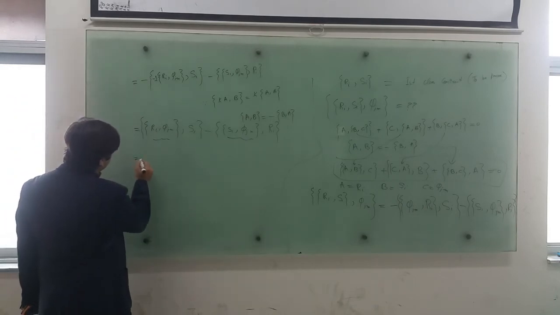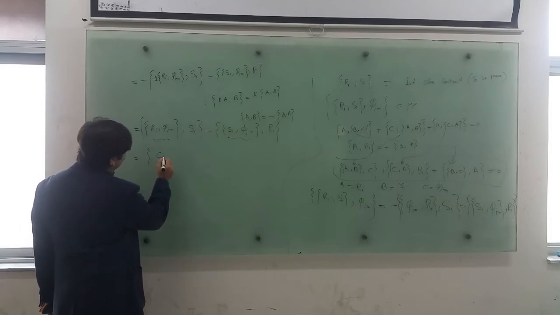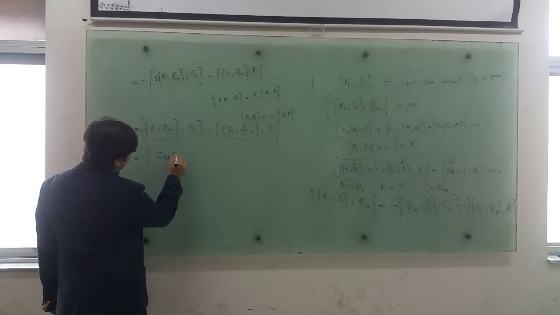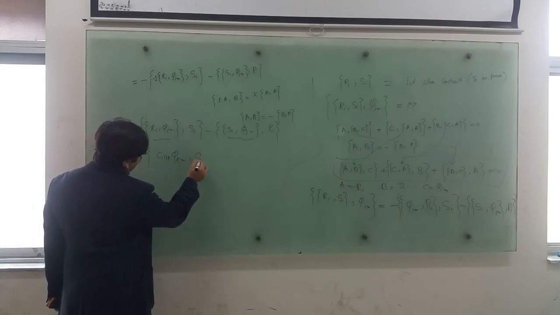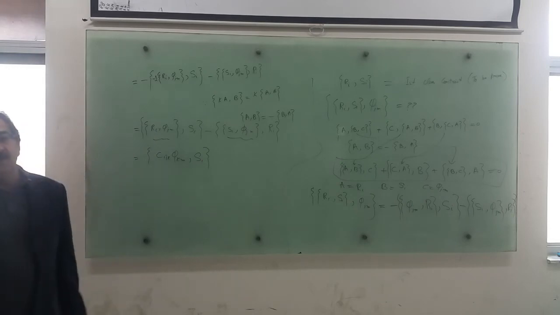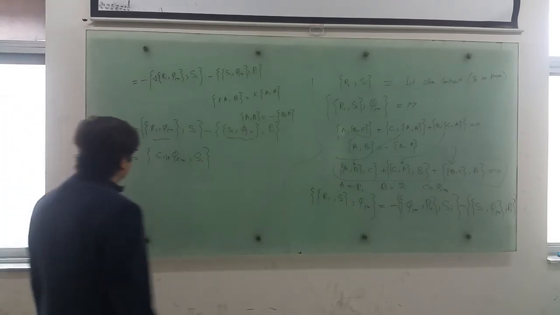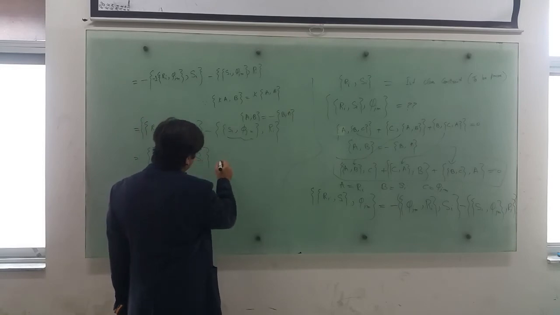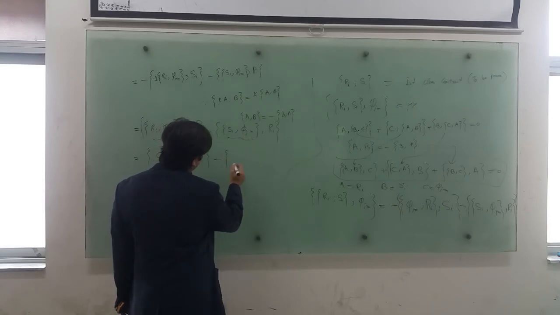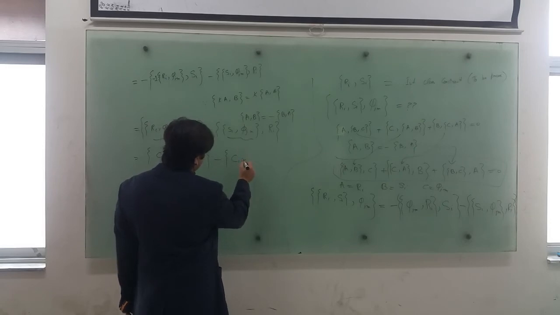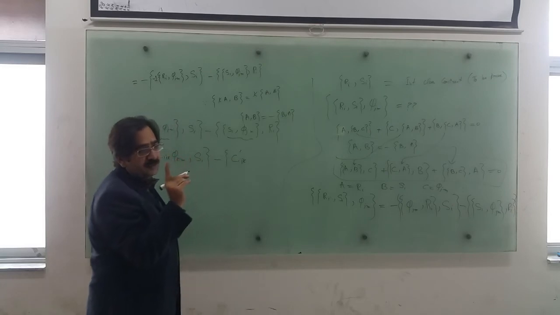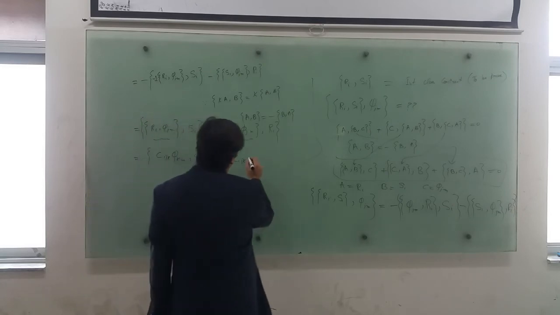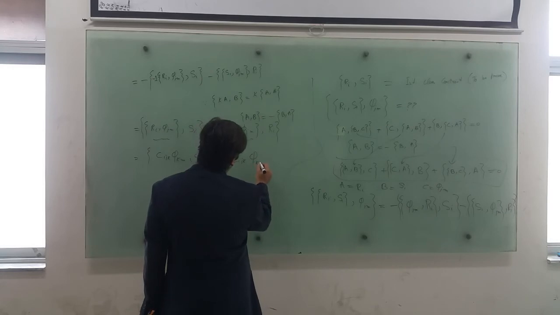That is C I J K phi K M S I minus C I J K dash. There was a dash. Yes. And phi K M into R I.